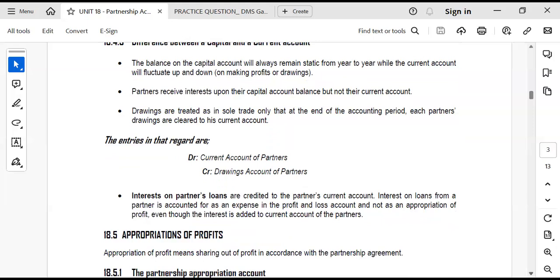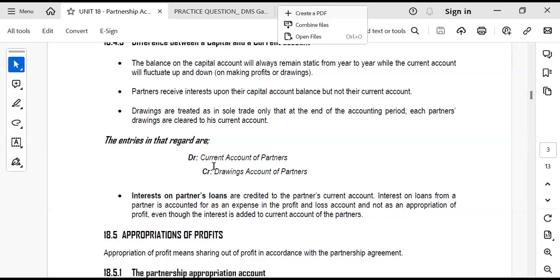And then we also have interest on partners' loans. These interests are credited to the partner's current account. That means that if, let's say, JB gives us a loan as a business, he adds an extra 100,000. And we tell JB, we shall give you back an extra 10%. JB is going to earn more money than all of us because, yes, he has given us a loan of 100,000, but we shall pay him an extra 10K that everyone else will not have. So we will increase JB's current account. How do we increase JB's current account? We will credit JB's current account.